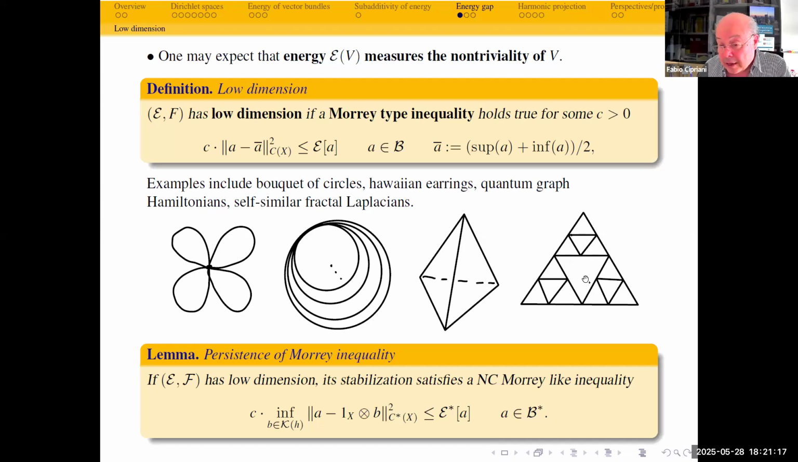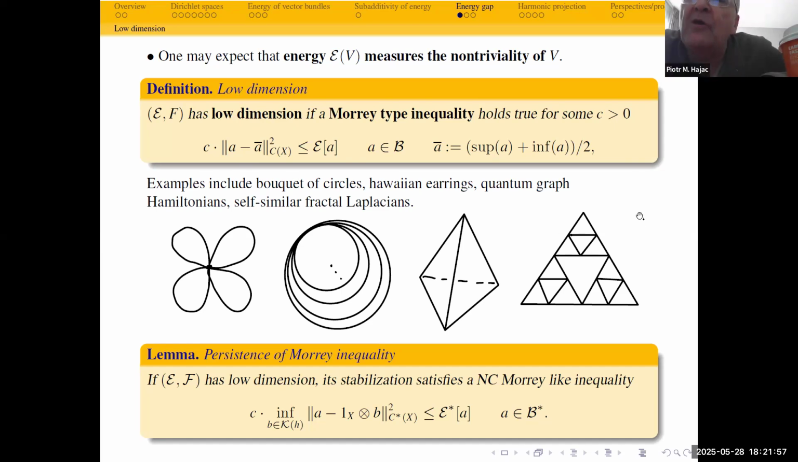In the case of fractals, many dimensions are associated to a fractal, and the appropriate ones are in fact less than 2. There are the walk dimension and many other dimensions, all of them correspond to a number less than 2. This is why we call the situation in which a Morrey type inequality like this holds true a low dimensional situation.